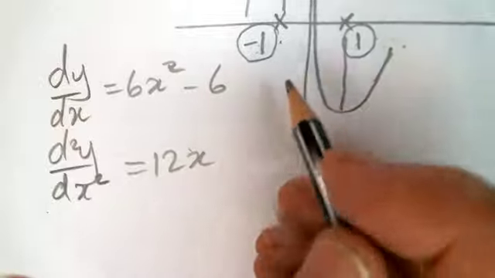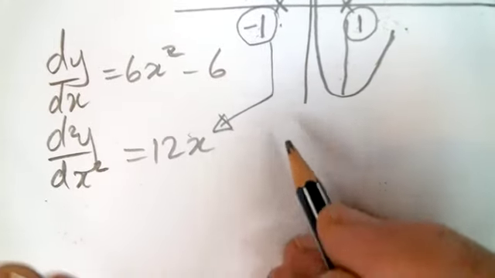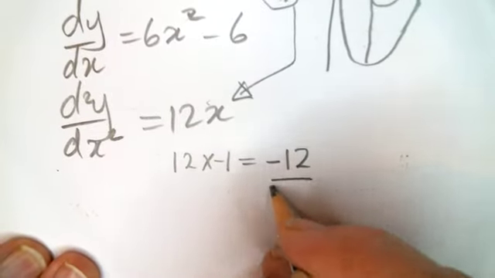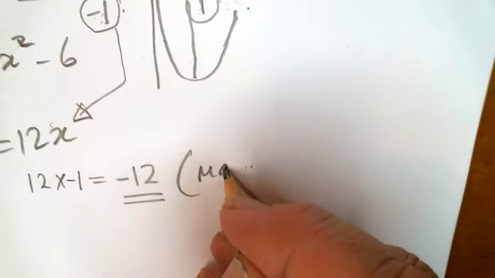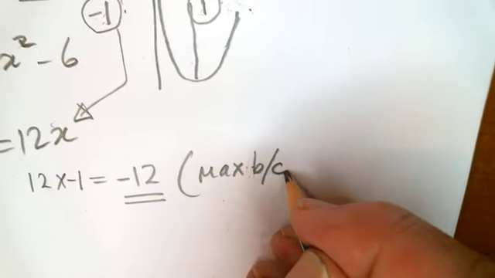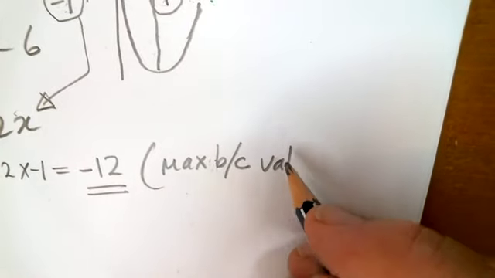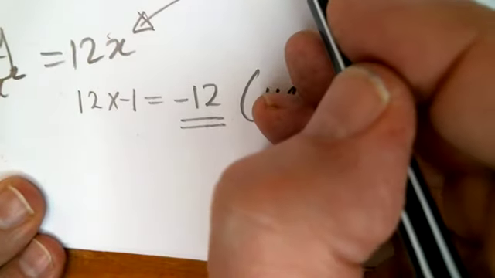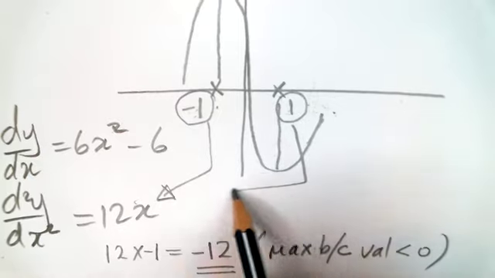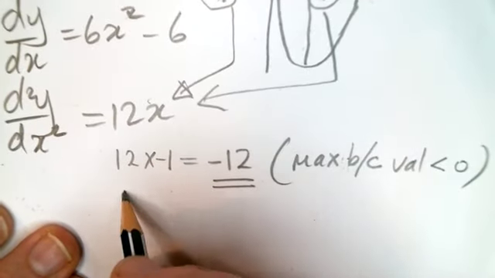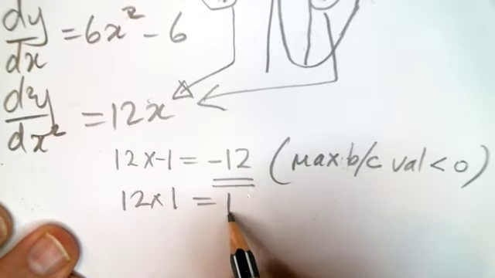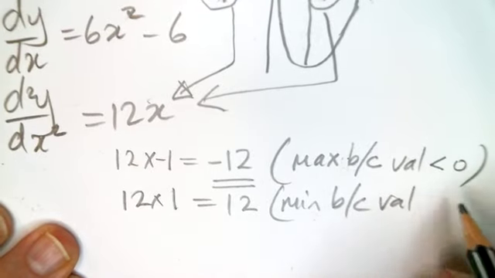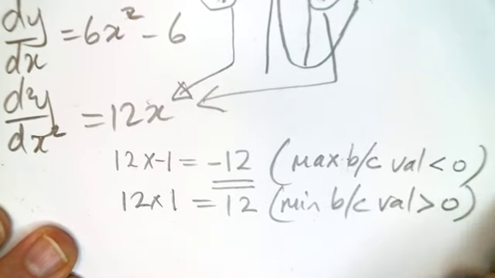So let's see what that would be. Let's substitute this value in here first. If I've got 12 times negative 1, that equals negative 12. A negative value, so this is a maximum because the value is less than 0. Now let's try putting the other value in. I'm going to have 12 times 1, which is 12. Then this must be a minimum value. It's a minimum because the value is greater than 0. So that's how we tell.